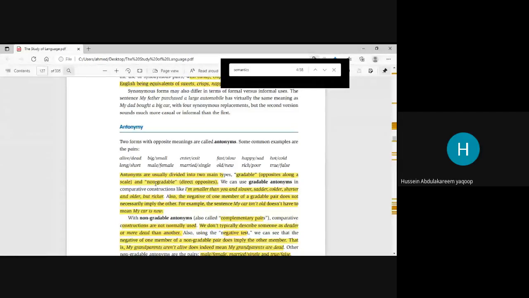That's why it is non-gradable. It cannot be compared with -er. At the same time, it is non-gradable, but it carries what is called the negative test.